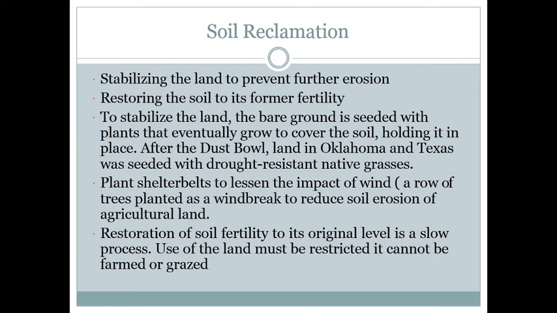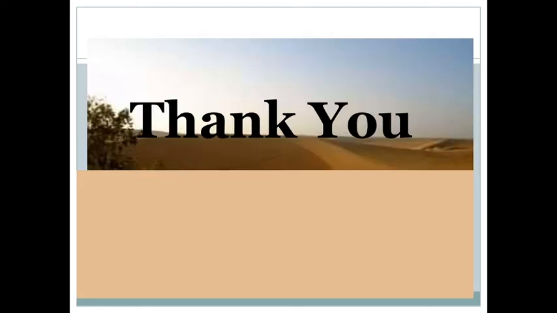Restoration of soil fertility to its original level is a slow process. The use of land must be restricted; it cannot be farmed or grazed if we want to restore the soil fertility. Aside from synthetic materials, some are also using organic material for the soil. So I guess that would be all.